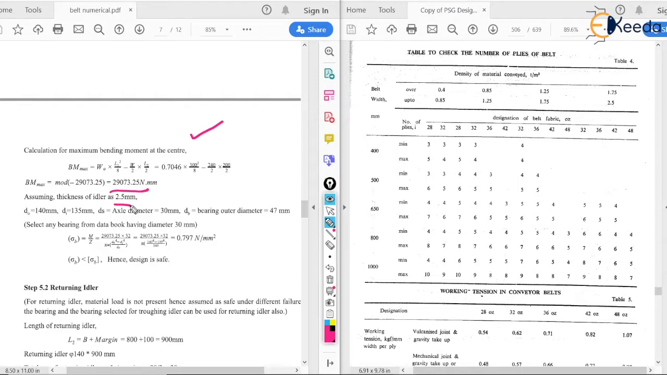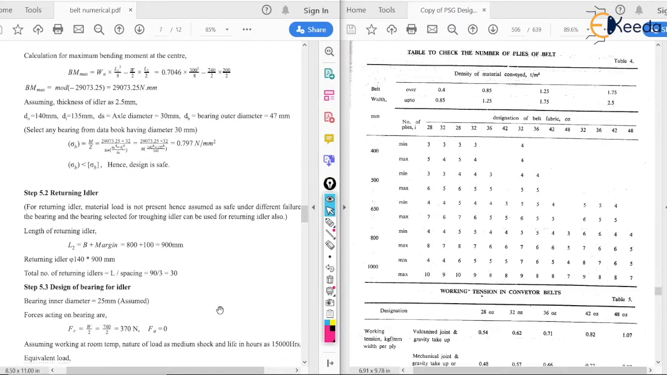Here DO is 140 mm, DI is 135, DS is the axle diameter, that is 30 mm, then DB is the bearing outer diameter, that is 47. You can select this data from the bearing chapter, chapter number 4, for the bearing which has 30 mm diameter. Now we are going to calculate the induced bending stress, so it is M by Z. M we have already calculated, the maximum bending moment. DO and DI we have already taken from the bearing catalog, and this is the value. So it is 0.797, which is lesser than the permissible one. Hence, in case of bending, the design is safe.